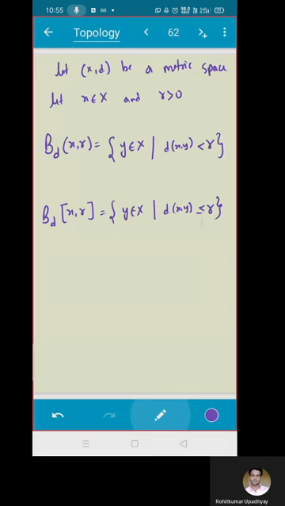These are called the open ball and the closed ball with center x and radius r with respect to the metric d. So this is called the open ball, this is called the closed ball. And you know what the center is? The center is x and the radius is r. Is that clear? Can you see the diagram? What is the element of the set in this and this?